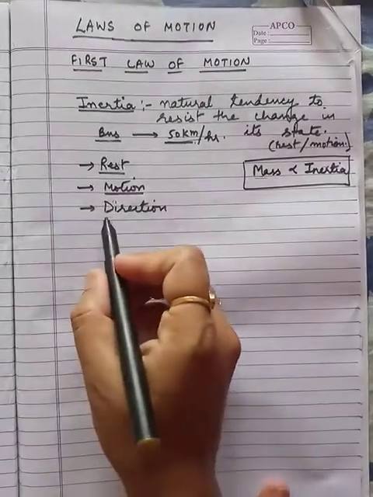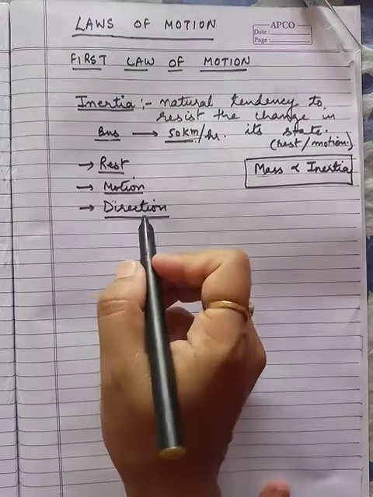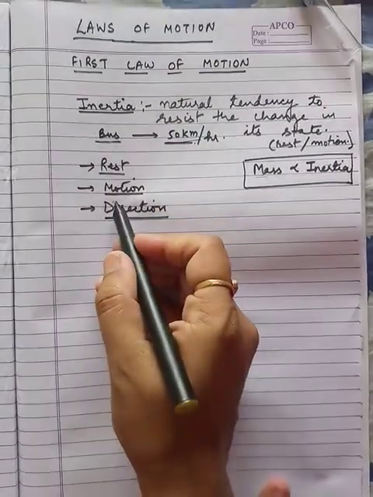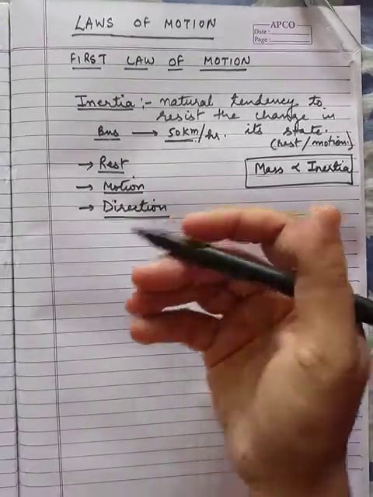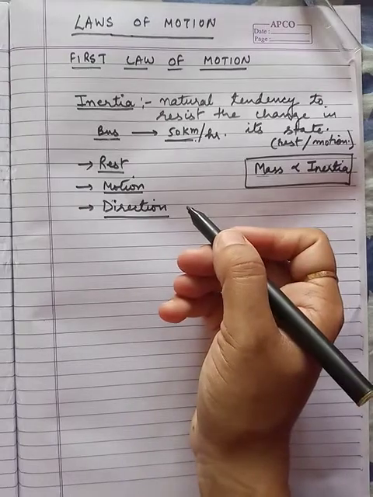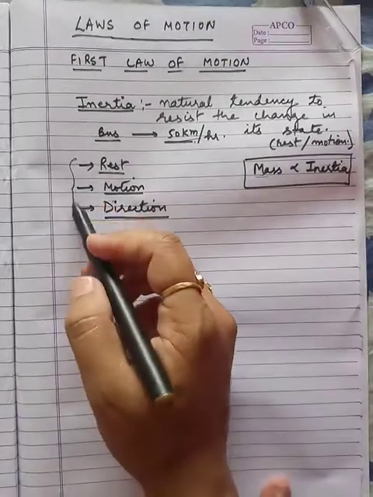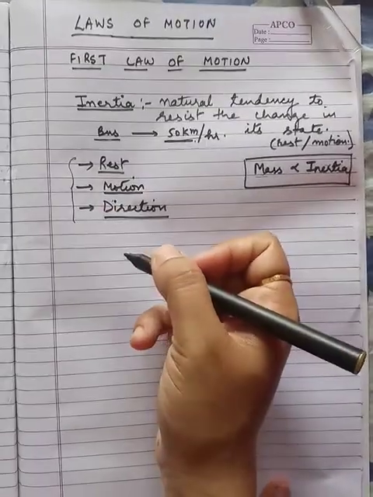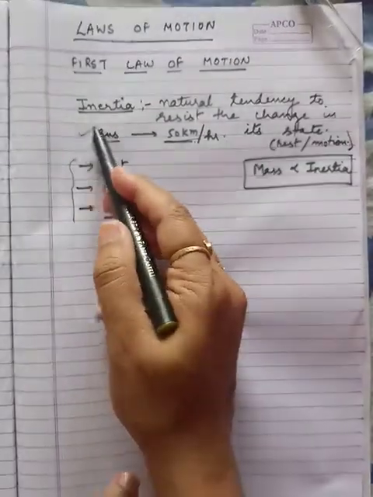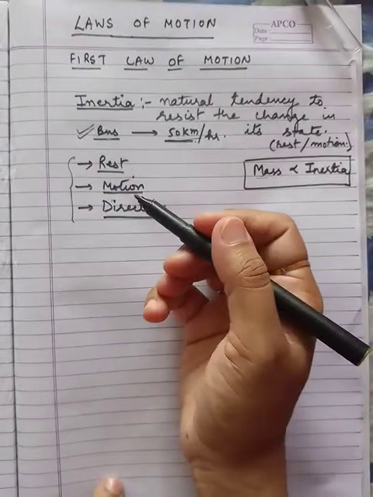Inertia of direction means if any object is moving in a particular direction, it will try to move in that direction only. It does not want to change its direction also. So all these three types of inertias can be understood with the help of the same example of the bus. It is very easy to understand.